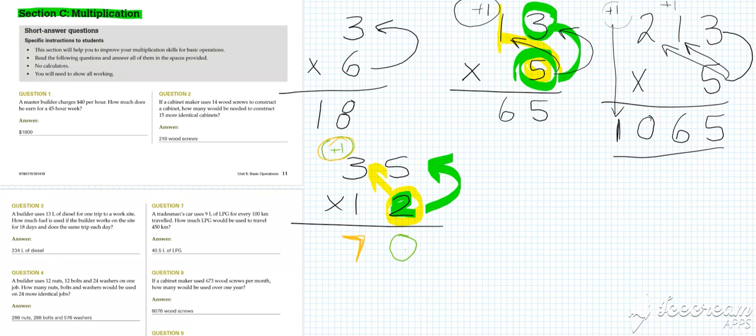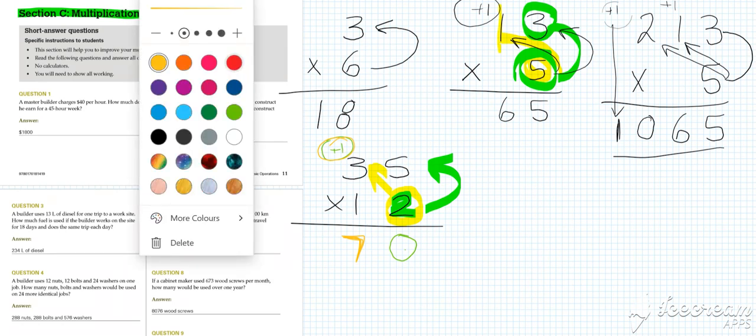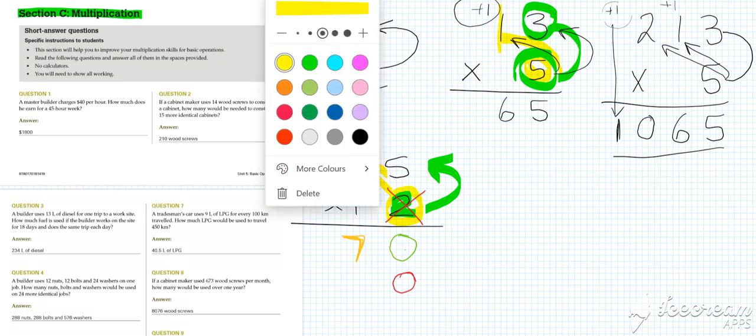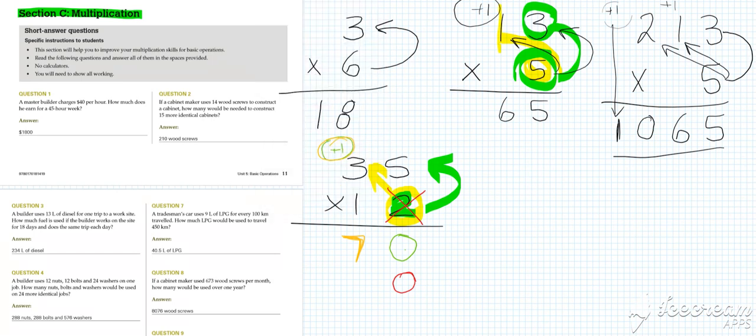Then what I need to do is put in something called a placeholder. And this is just a 0 here to say I've finished with that number. And I'm going to move over now to the next number, which is this number 1. And what you'll see is because of the placeholder, the number 1 is the place where I'm going to put my first answer. So now we're going to repeat the pattern.